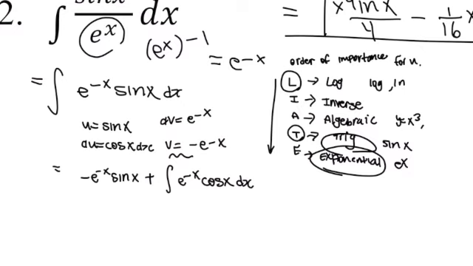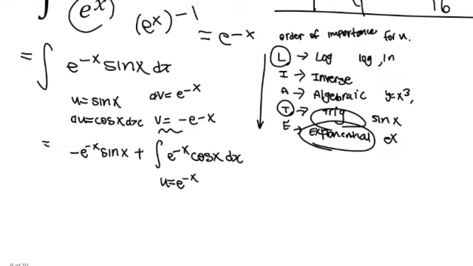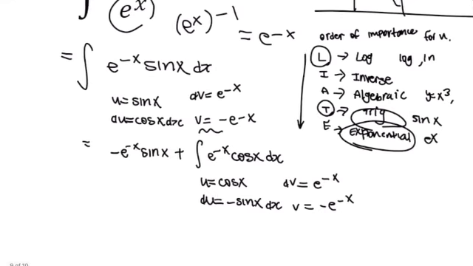So now we have to do this one more time to see where it leads. u equals, we're just going to use the same variable again, don't be confused here, and then, oh, never mind, not u. It's going to be cosine x, du. So the derivative of cosine x is negative sine x dx, and then dv would be e to the negative x, or v is negative e to the negative x, just like we did before.